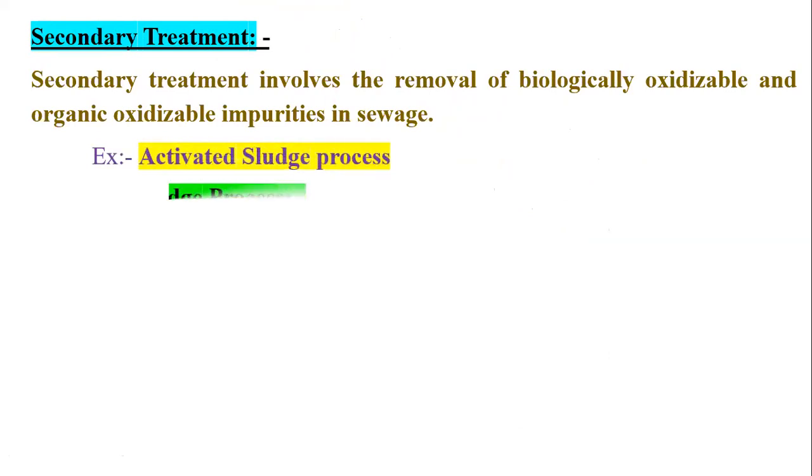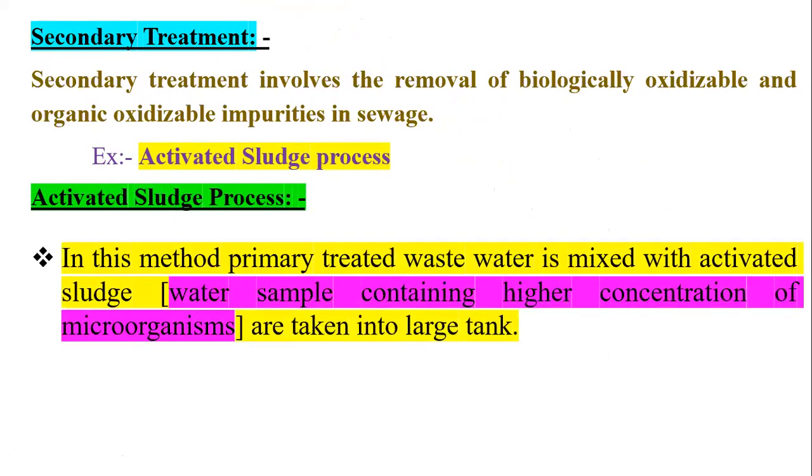In this method, the primary treated water is taken into a chamber, which is mixed with the activated sludge. What is meant by activated sludge? It is a water sample containing a higher concentration of microorganisms. In this sludge, we have some microorganisms. They are taken in a very large tank. In the secondary treatment, we take the primary treated water.